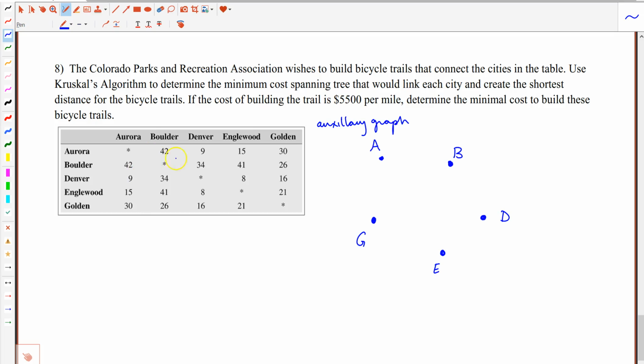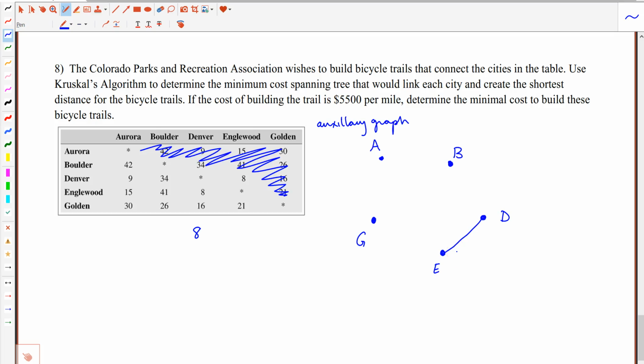And then keep in mind that the numbers in this table are symmetric across this diagonal, so I'm only going to have to look at half this table, so I'm going to cross off this top half so those numbers don't distract me. Alright, so down here looking at these numbers, the smallest weight that I would have would be this 8, connecting Denver to Inglewood. So I'm going to record the weight, and then on my auxiliary graph, I'm going to go ahead and draw in a connection between those two so I can keep track of what edges I'm grabbing.